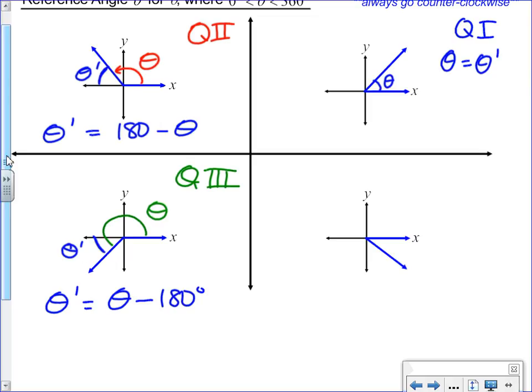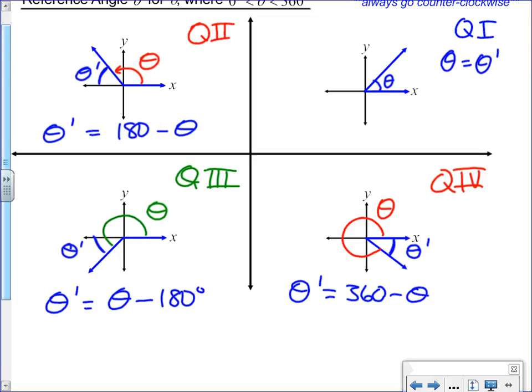Quadrant number 4, here we go. The angle is all the way over here, right? So the reference angle is closest to 360. It's closest to 0 or 360, so that's the reference angle right there. So if you knew all of this, how do you find that little piece? I said the magic number, 360. Take away the angle. So over here in quadrant 4, the reference angle is 360 minus the original angle.